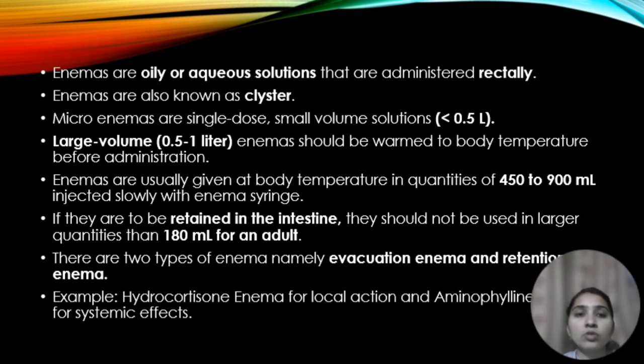as clisters. There are microenemas. Microenemas are small single-dose, small-volume solutions of less than 0.5 liter. Then large volume enemas, where the volume is 0.5 to 1 liter, should be warmed to body temperature before administration. Enemas are usually given at body temperature in quantities of 450 to 900 ml, injected slowly with the enema syringe. If they are to be retained in the intestine, they should not be used in quantities larger than 180 ml for an adult. So there are two types of enema, namely the evacuation enema and the retention enema.